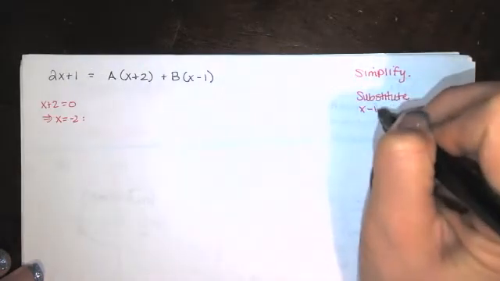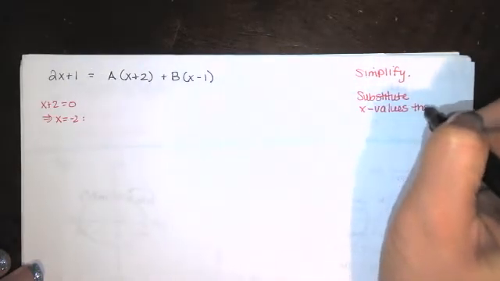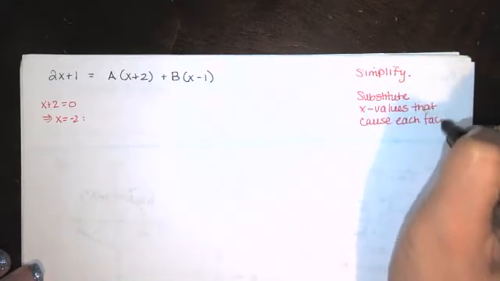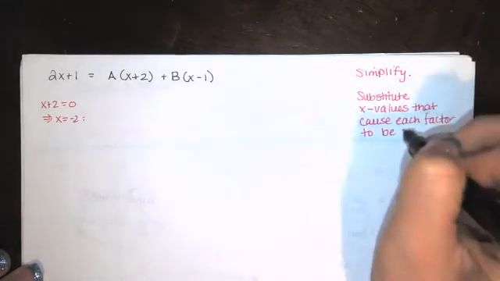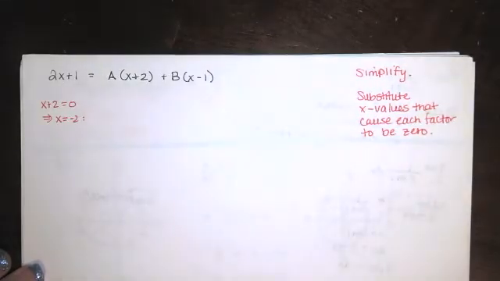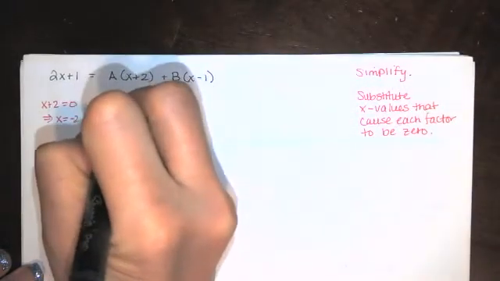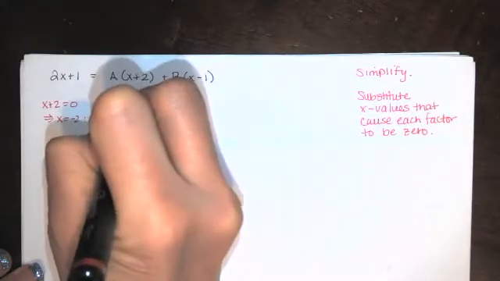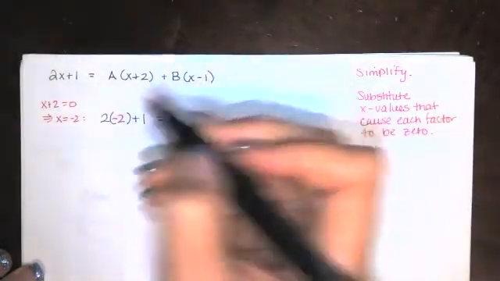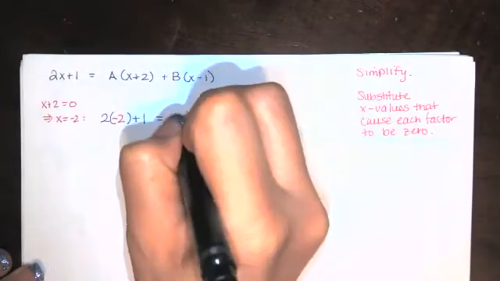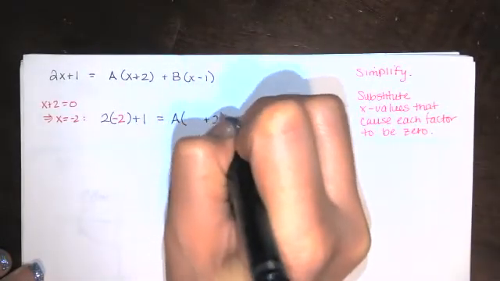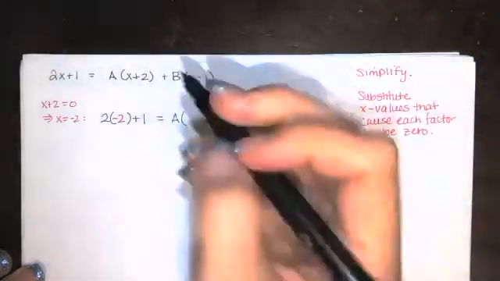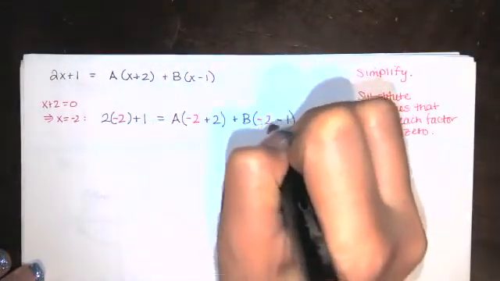So let's write that down. We're going to substitute x values that cause each factor to be 0. So on the left, we have 2 times x plus 1. X is -2. And then over here, we're going to have a times the quantity x plus 2 plus b times the quantity x minus 1. I'm replacing my x with a -2 here.